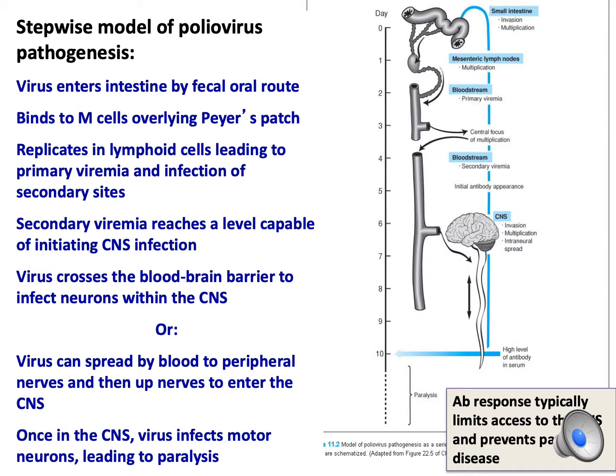And again, that secondary viremia, once it reaches a high enough level in the absence of good immune control, the virus can initiate CNS infection. And it can do this either by crossing the blood-brain barrier or infecting neurons, or it can spread by blood to peripheral nerves and then enter the CNS. But typically, antibody, which is an adaptive immune response, limits access to the CNS and prevents paralytic poliovirus disease.